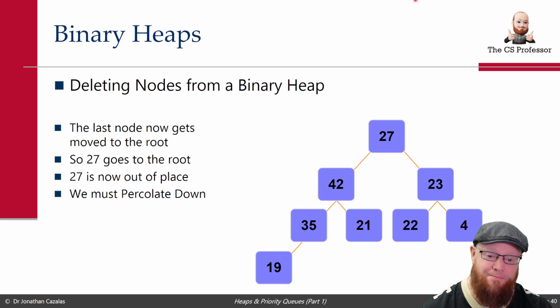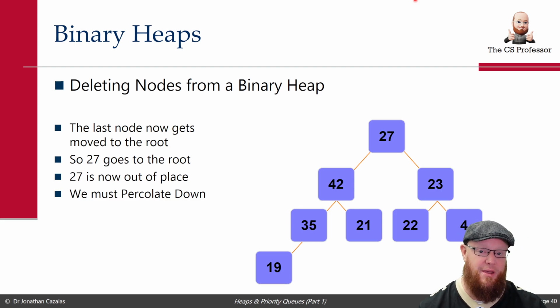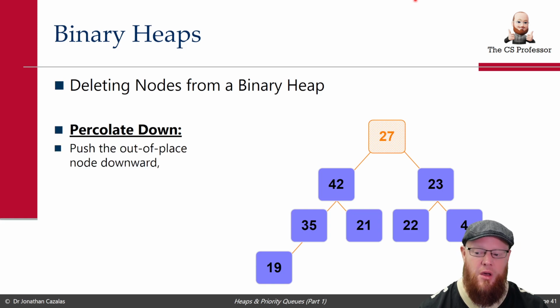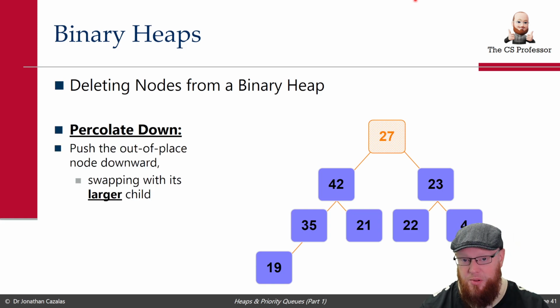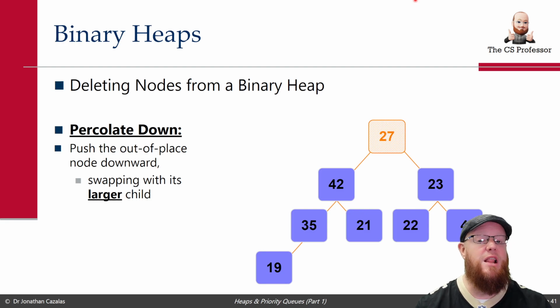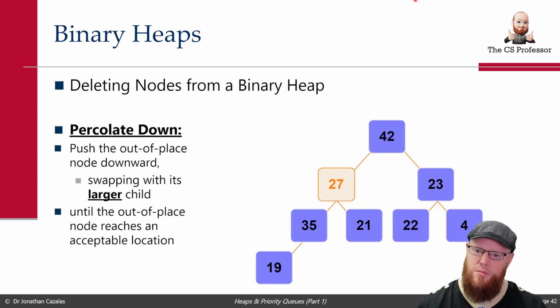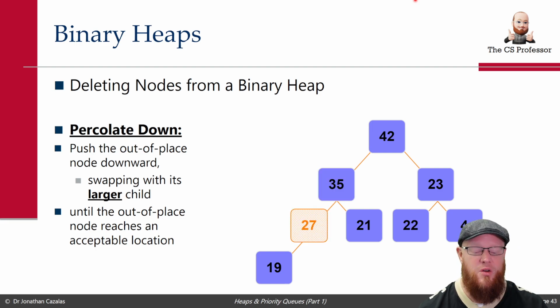Well, when you do that, it's almost guaranteed to be no longer a heap. Because this was a max heap, we can see that 27 is clearly not greater than its two children. So we have to percolate down. What is the process? Swap 27 with the larger of its two children. I paused there for emphasis. Swap 27 with the larger of its two children. So we're going to swap 27 with 42. That's one swap. We're going to swap 27 with 35.